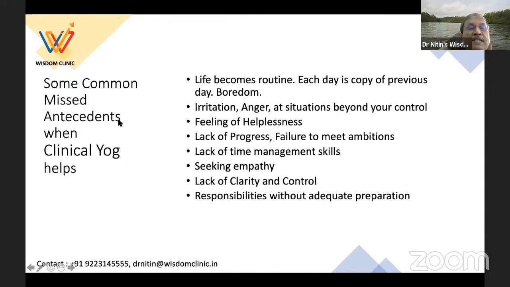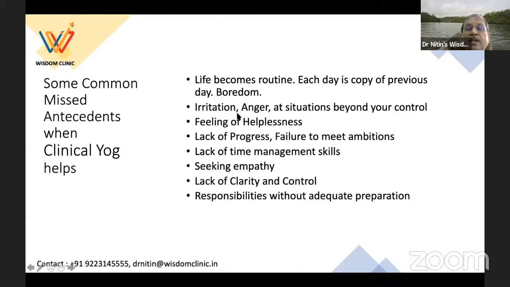So some common missed antecedents where clinical yoga can help. These are things which we have seen commonly. For some people, life becomes routine. Each day is a copy of the previous day. There is a lot of boredom, and boredom can be a great stress. And to do away with that stress, people start choosing unhealthy behaviors.